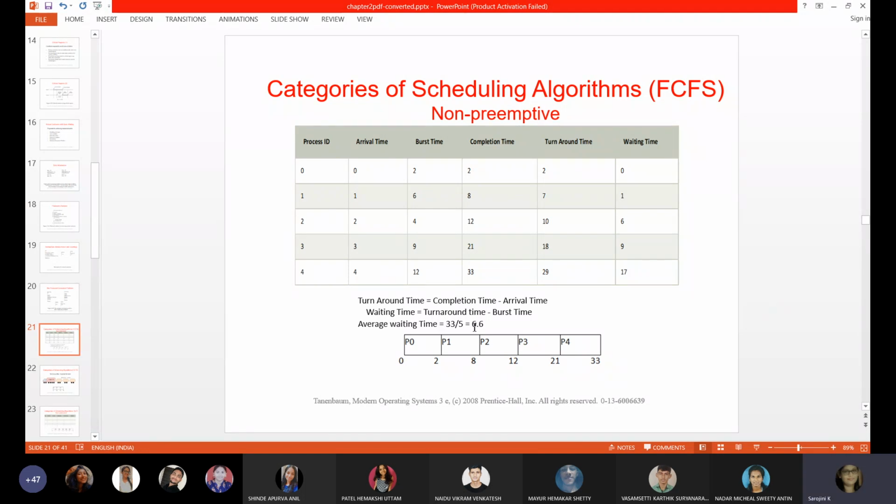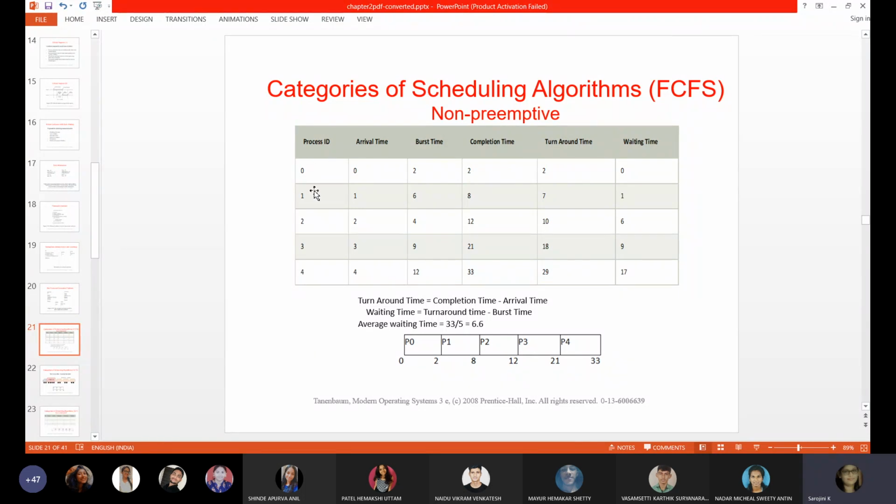Average waiting time you calculated. This should be the ultimate output, which you have to show. Once you calculate the waiting time for all the processes, you will add them up: the sum of the waiting time of all the processes divided by the number of processes.